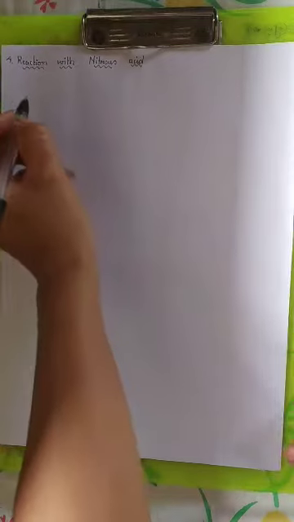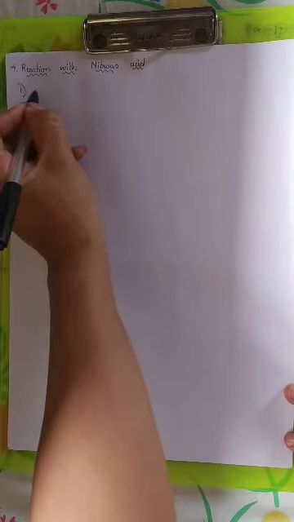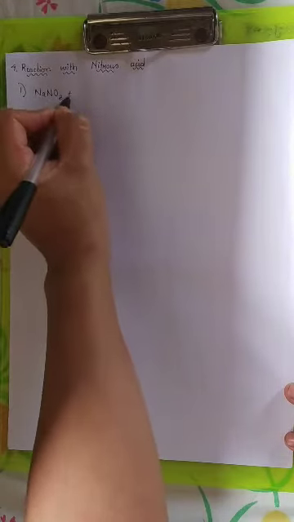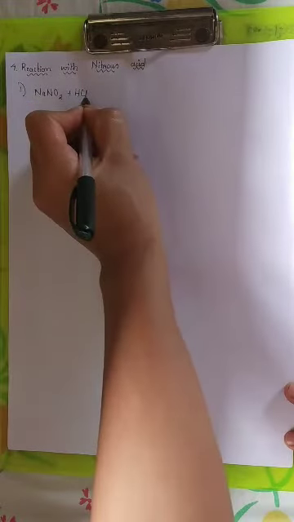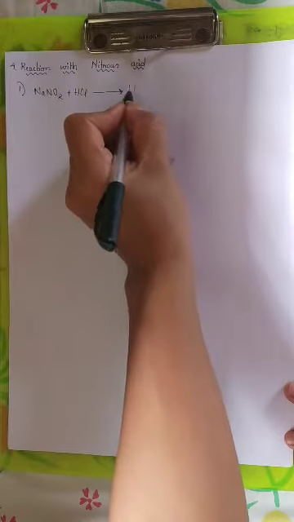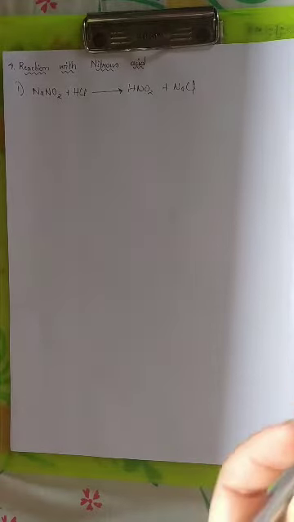Now some important points before going into the reaction. The first point is that nitrous acid is prepared from sodium nitrite plus HCl. Sodium nitrite plus HCl gives HNO2 plus NaCl. In this reaction, the nitrous acid used is freshly prepared. Only freshly prepared nitrous acid is used in this reaction.